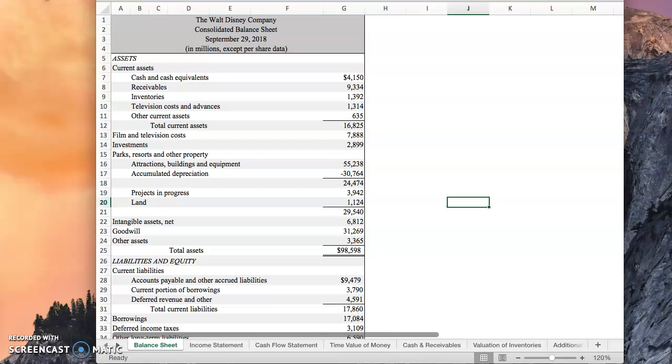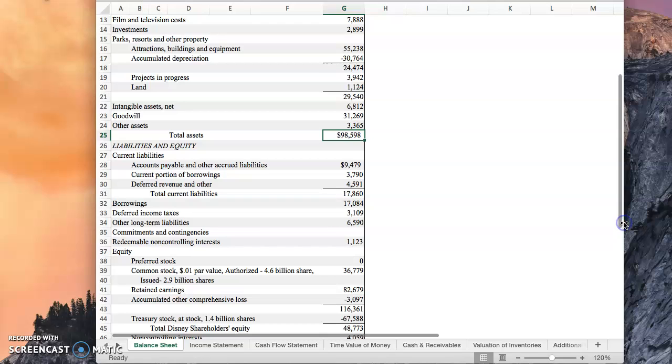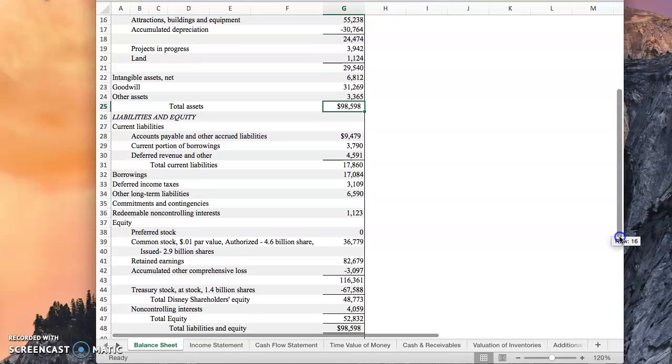We will start by looking at the balance sheet. In terms of assets, the company has total assets of $98,598 million, made up of $52,832 million in equity.